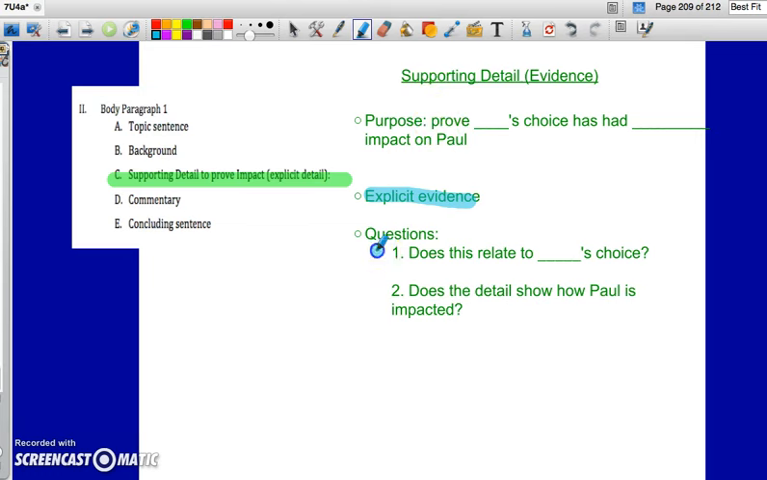And the questions that we've already kind of used to evaluate this evidence: does it relate to blank's choice? And does the detail show how Paul is impacted? So if you're still wondering, I'm not sure if my evidence meets these requirements, see Miss Dohan or Mrs. Pollock, so we can really hammer out your evidence.